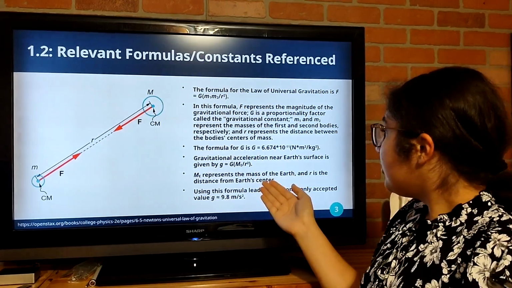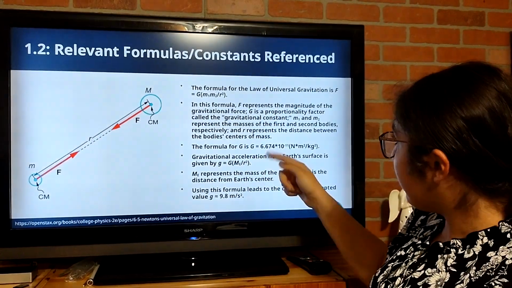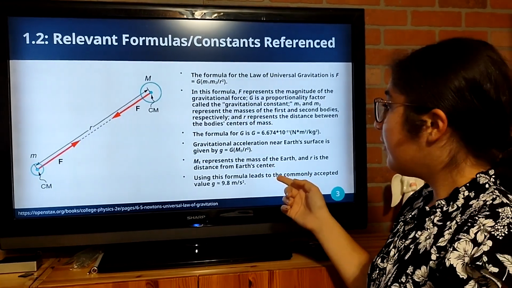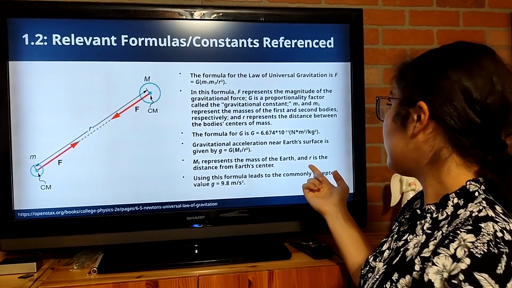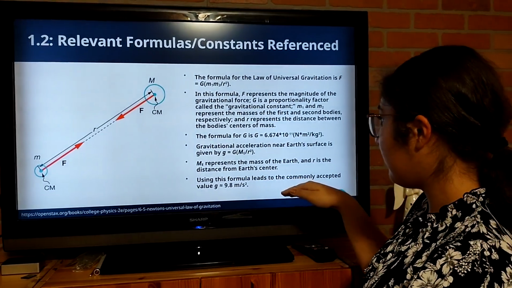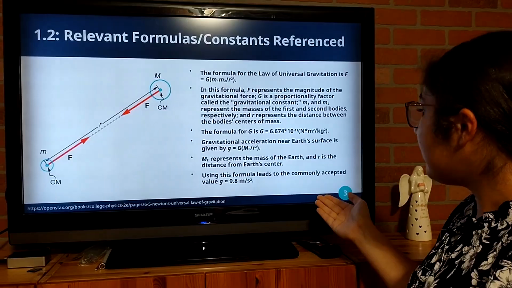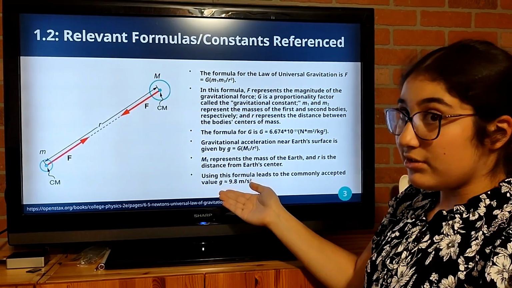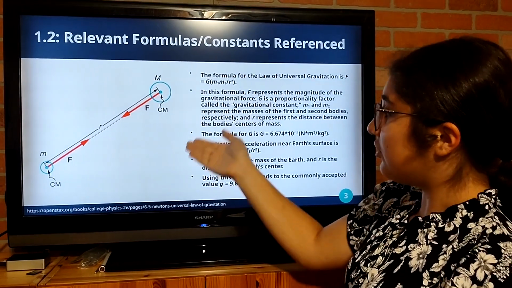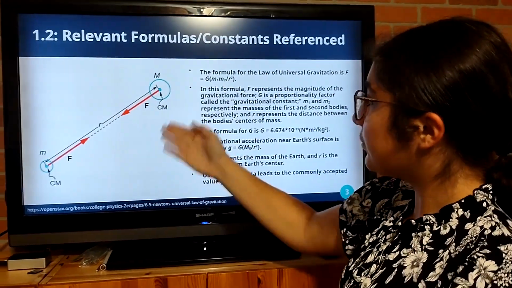So gravitational acceleration near Earth's surface is given by g equals big G, the constant, times the mass of the Earth over r squared. So r is the distance from the Earth's center to wherever the object is that is accelerating towards the Earth. Using this formula leads to the commonly accepted value g, gravitational acceleration, of about 9.8 meters per second squared. And this image just shows how the distance and the masses of the objects relate to the force.